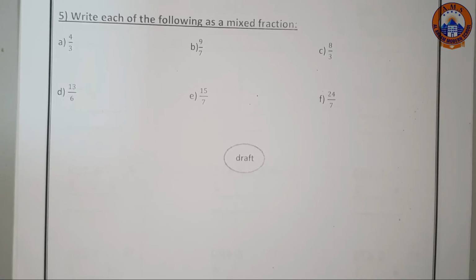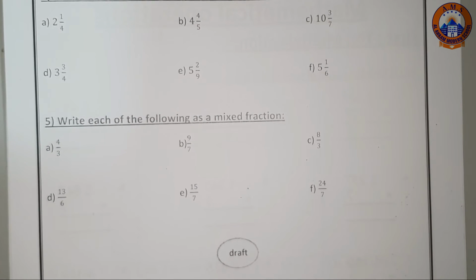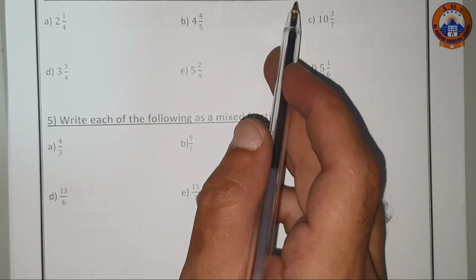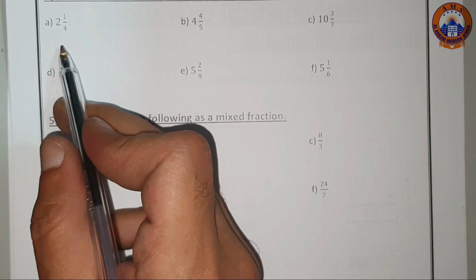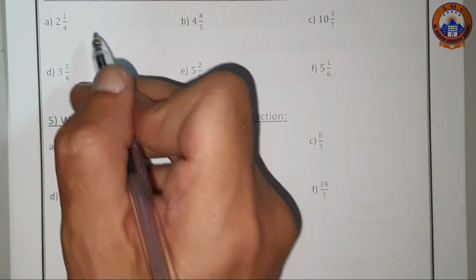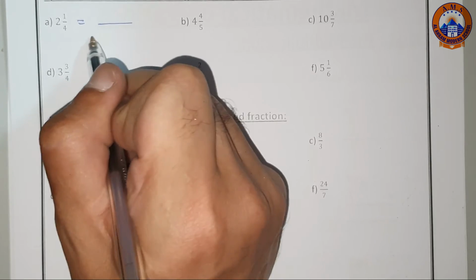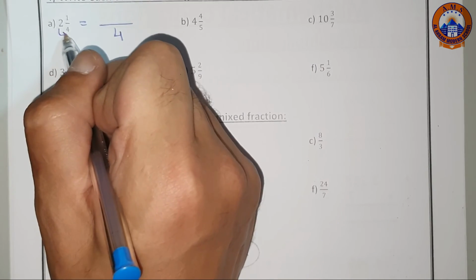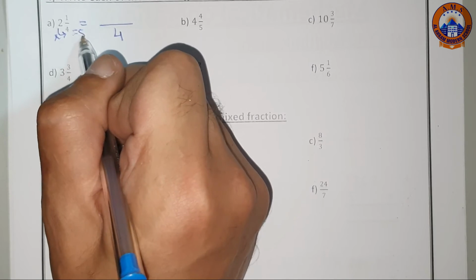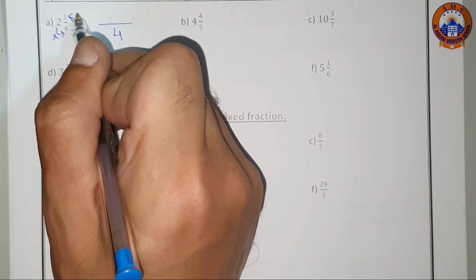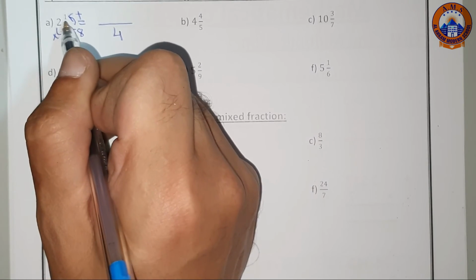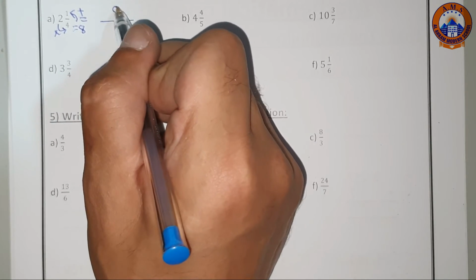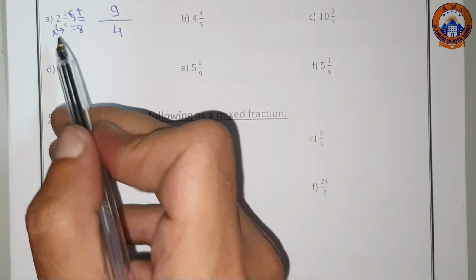Another question in page number 3. We want to write each of the following as improper fractions. To write a mixed number as an improper fraction, we're gonna put the denominator as it is. We have denominator 4, so the denominator will be 4. Then we go down and multiply. 2 by 4 equals 8. Then we go up and add. So 8 plus 1 equals 9.